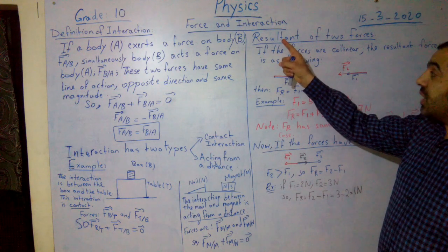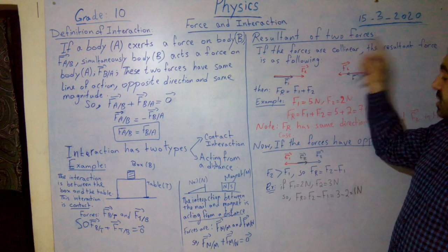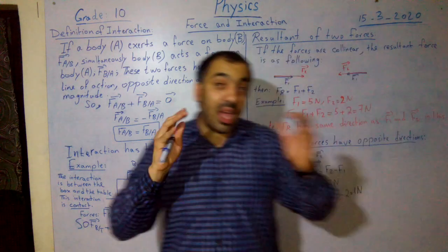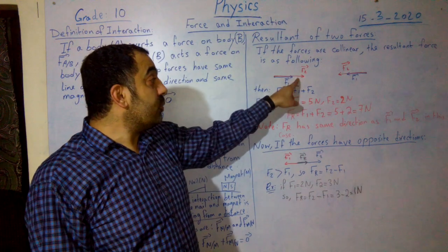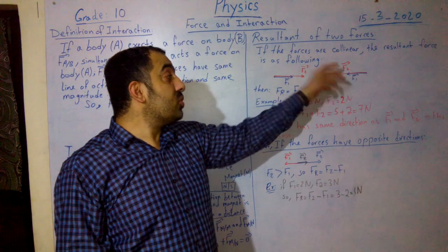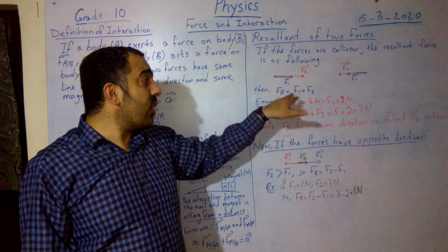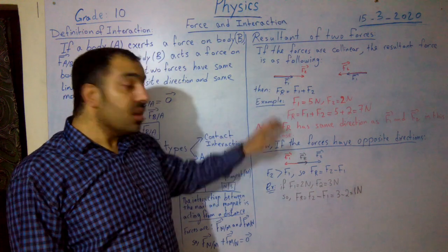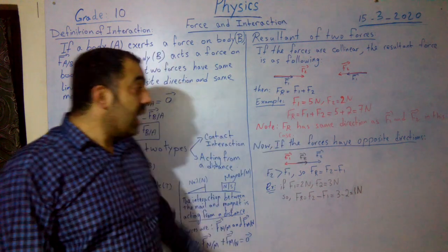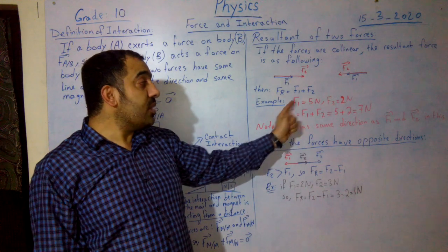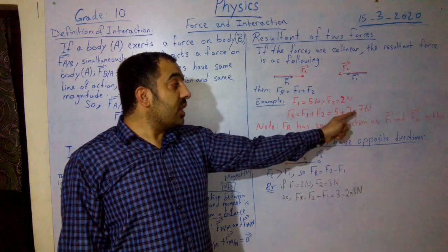Now, let us talk about the resultant of two forces. If the forces are collinear, on the same line, as here, F1 and F2 both to the right, or F1 and F2 both to the left, how can we find the magnitude of the resultant force? F resultant equals F1 plus F2. Example: F1 equals 5 Newton, F2 equals 2 Newton. F resultant equals the summation of F1 plus F2. So Fr equals 5 plus 2 equals 7 Newton.